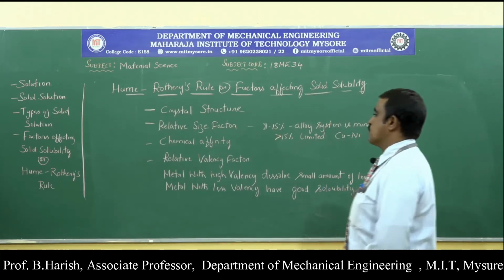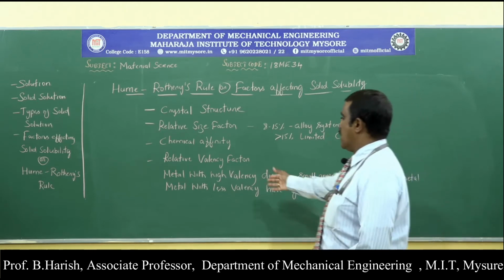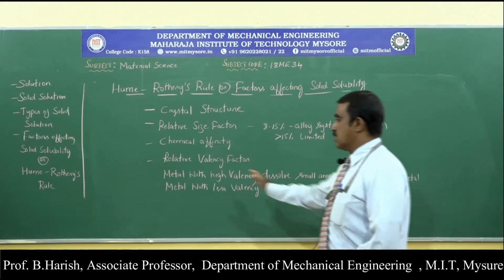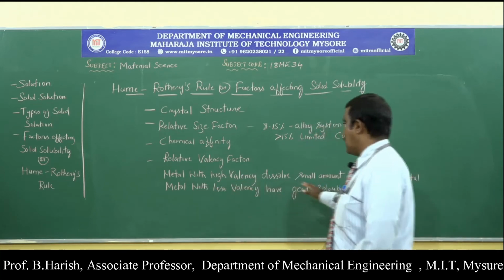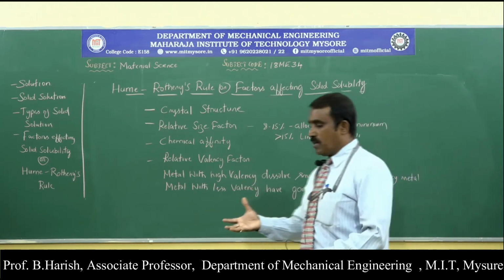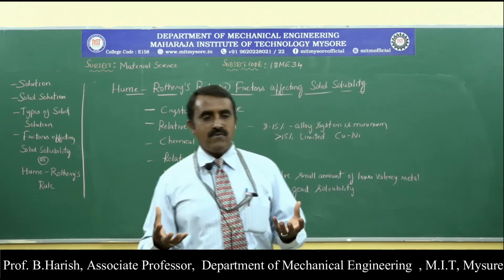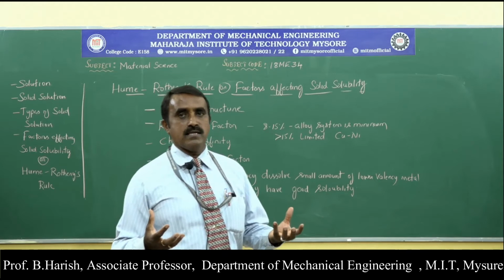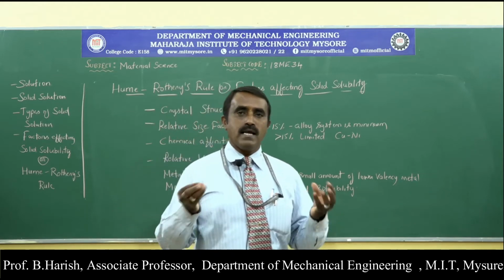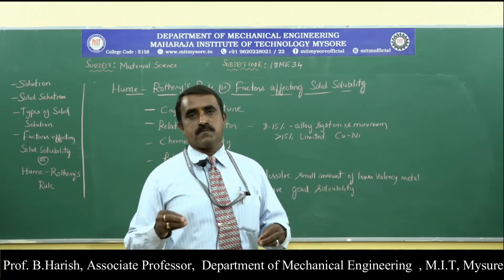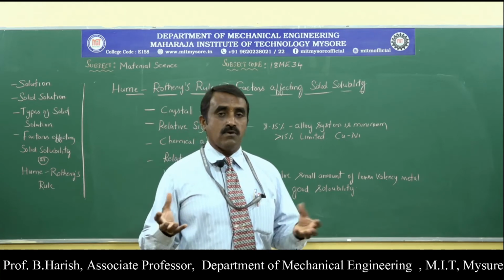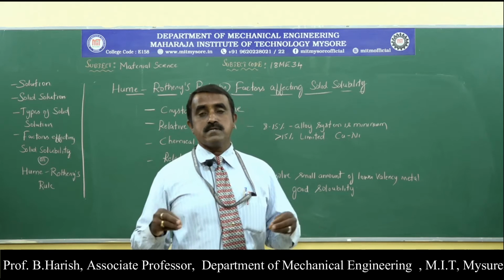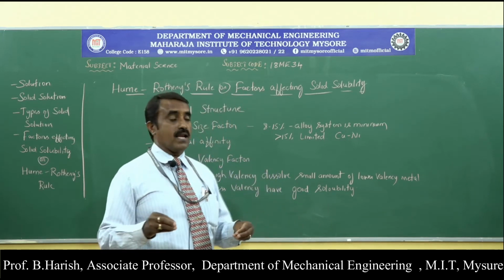Now here, a metal with high valency dissolves a small amount of lower valency atom. On the other hand, a metal with less valency has good solubility. Now take two metals A and B. Metal A will have one valency, whereas metal B will have another valency. Valency is nothing but a combining factor which is expressed in terms of hydrogen atoms, that is, atoms of one metal combining with another. That is called valency.